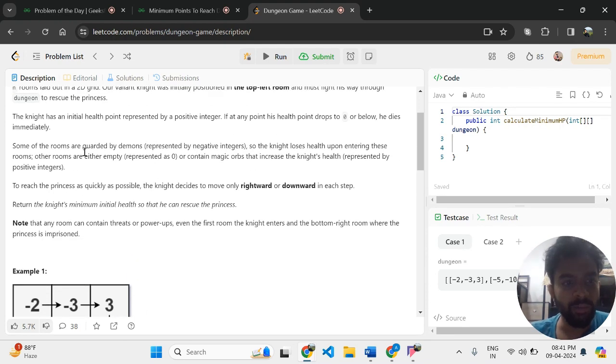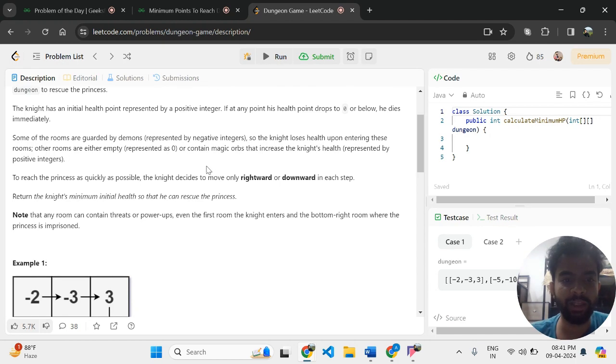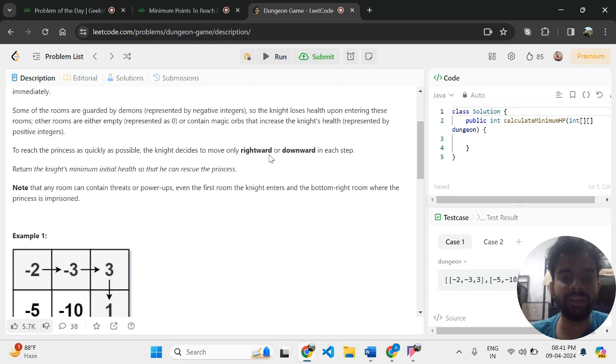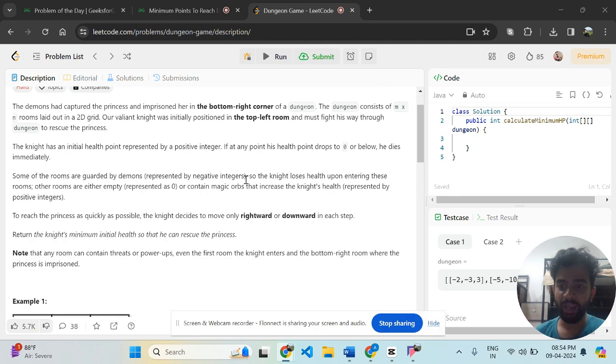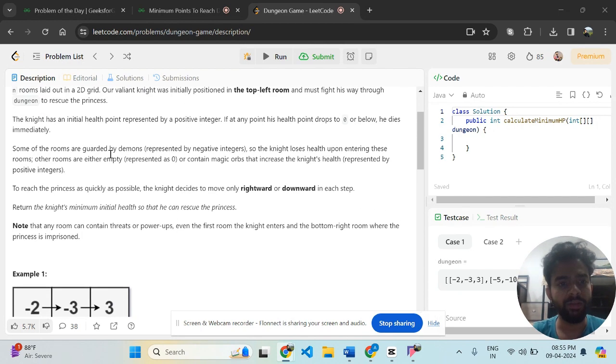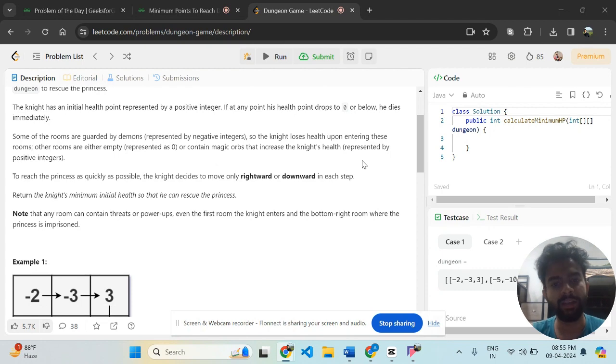Some of the rooms are guarded by demons, so the knight loses health upon entering these rooms. Other rooms are either empty or contain magic orbs that increase the knight's health. Whenever the knight encounters an empty room, the health of the knight gets increased because it does not have to fight. It is saving his energy every time it enters a new room which is empty. So we can see that in some rooms the knight loses health, and other rooms are empty or contain magic orbs that increase the knight's health, right?